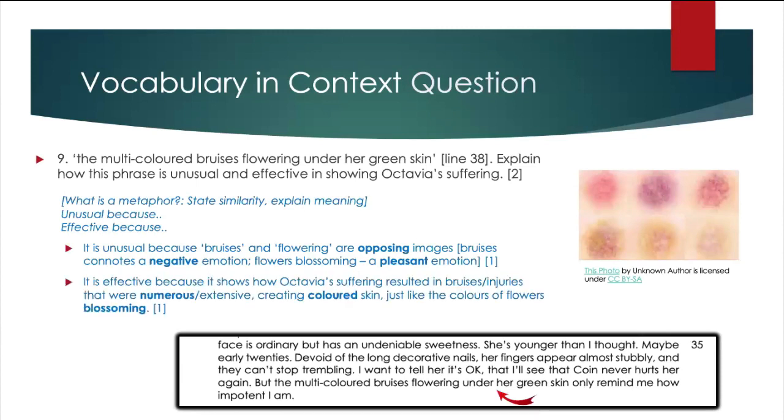So it's effective because it shows how the suffering resulted in bruises, injuries, which were numerous, which is what you mentioned just now. Creating colored skin. So the bruises were many, creating colored skin like this, just like flowers blossoming. So you need to put yourself in the mind of the writer. You obviously wrote it in this way itself. Why would you say it this way? If you understand that, then you'll be able to explain this better. All right. So let's move on.